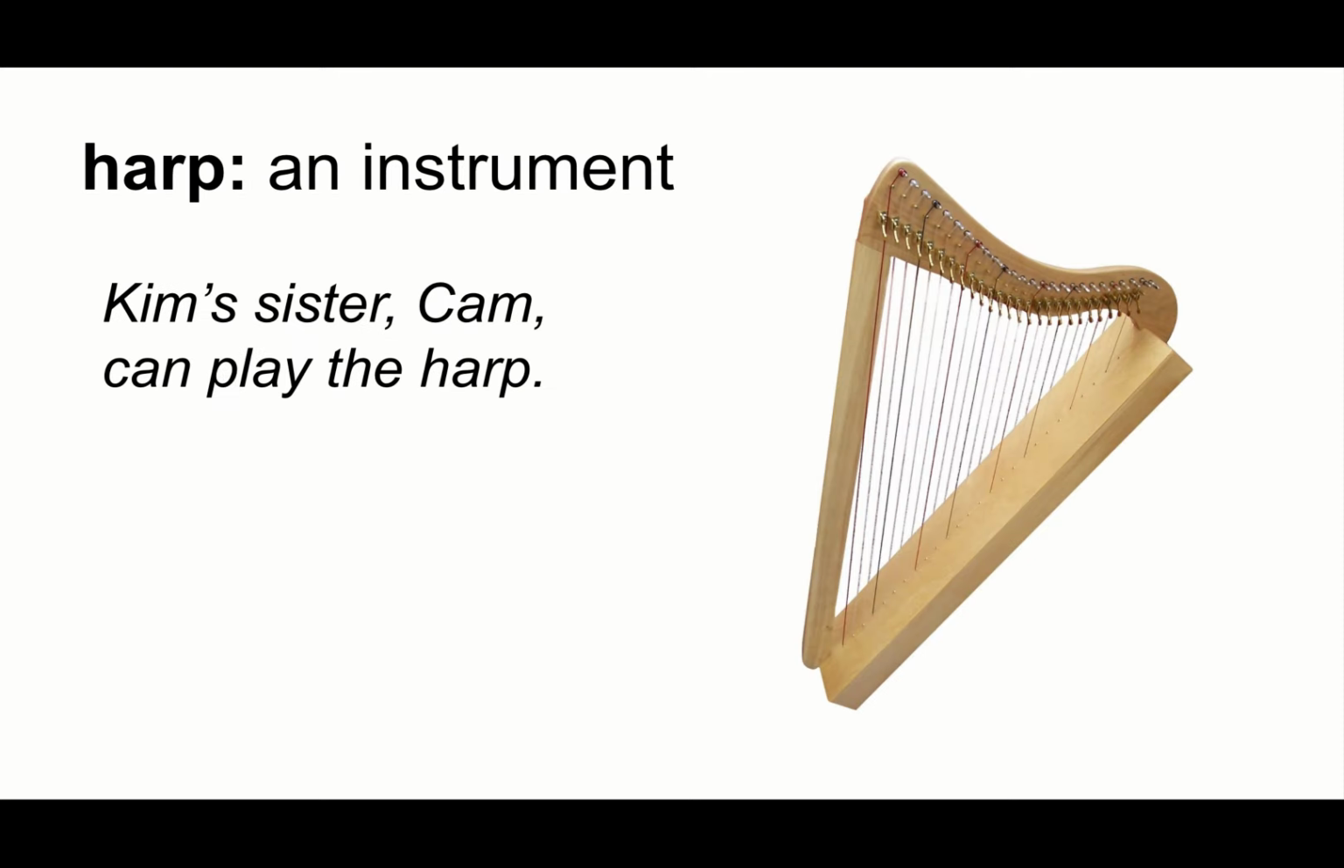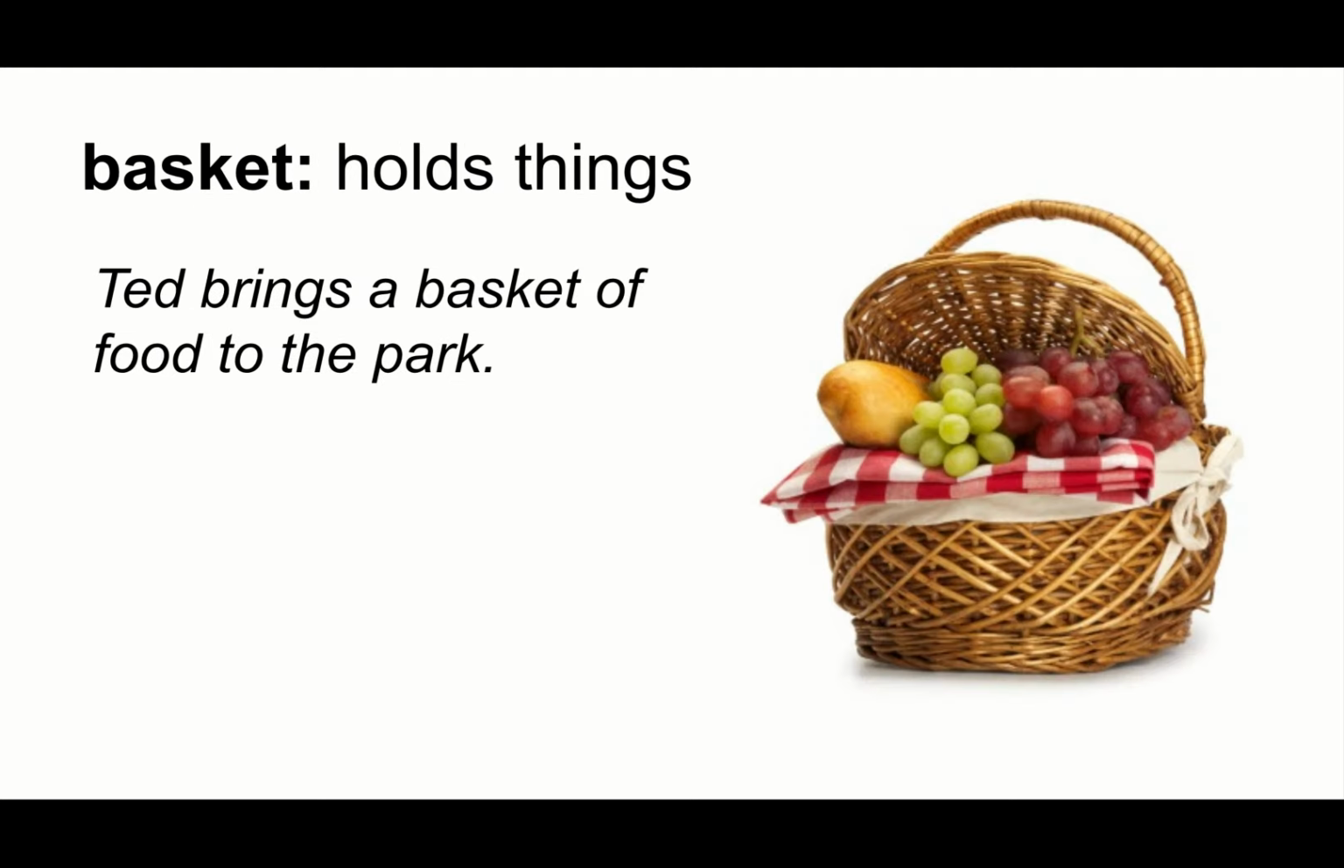I say, you say, harp. Harp is an instrument, and there's a picture of it there. Remember that Kim has a twin sister named Cam, and she's in the story a little bit. Kim's sister Cam can play the harp, and that's part of the story. I say, you say, basket. A basket holds things. In this picture, we have a basket with grapes and bread. Ted brings a basket of food to the park. So in part of the story, they go to the park.